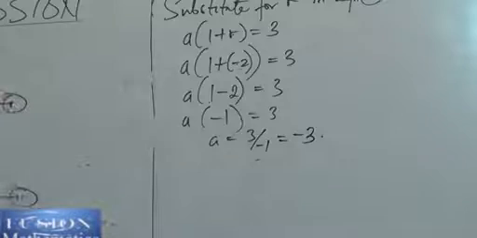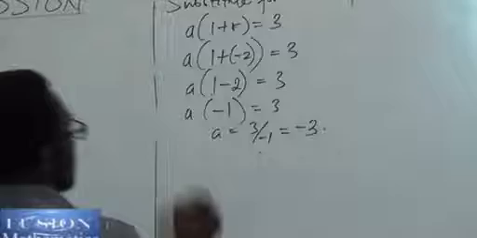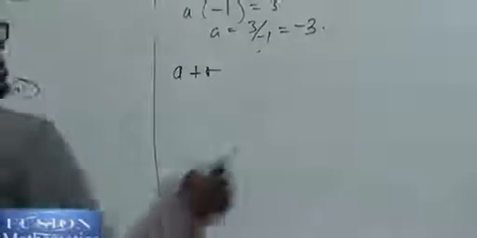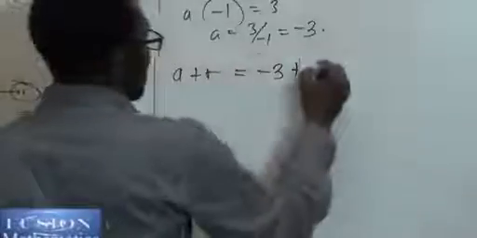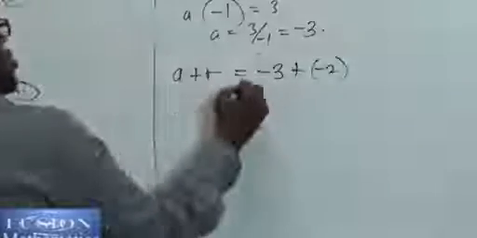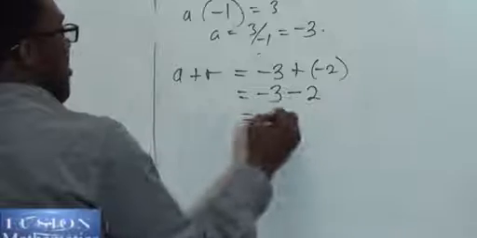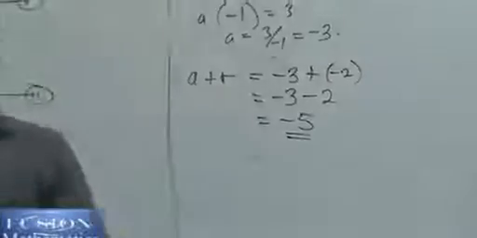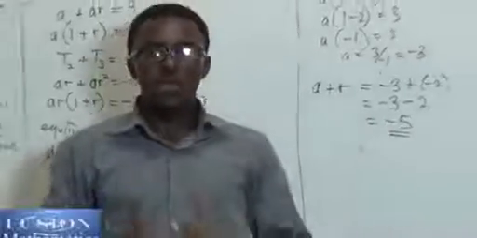Now, back to the question. The question said, find the sum of the first term and the common ratio. So the sum will be A plus R. That's what we are told to find. And this will be A, which is minus 3, plus, what is R? R is minus 2. So this will be minus 3 plus times minus is minus 2. And we have minus 5 as our answer. Now with these examples, I believe that we'll be able to solve questions in both AP and GP.